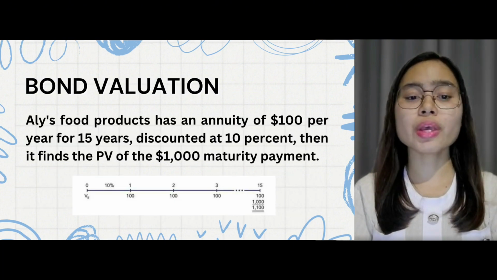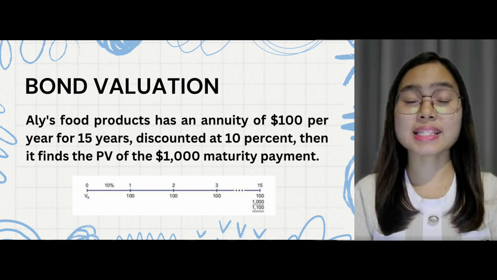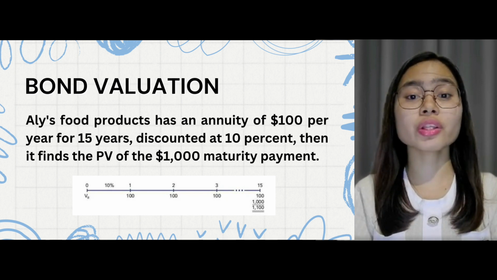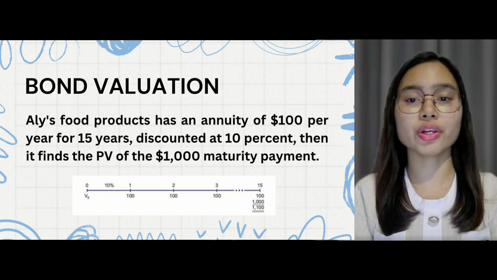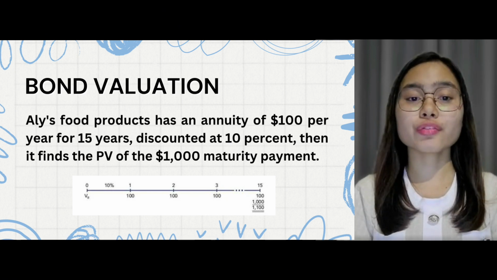So next we have our example. Alice Food Products has an annuity of $100 per year for 15 years, discounted at 10%. Then it finds the PV, or the present value, of the $1,000 maturity payment.